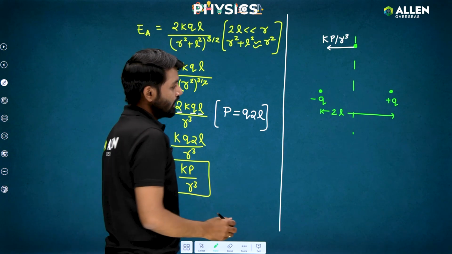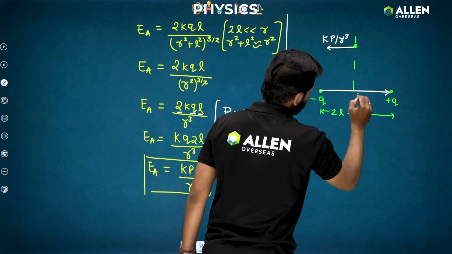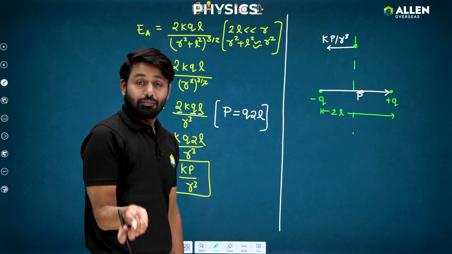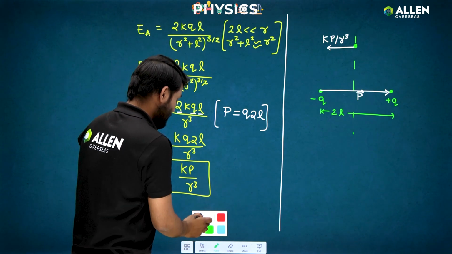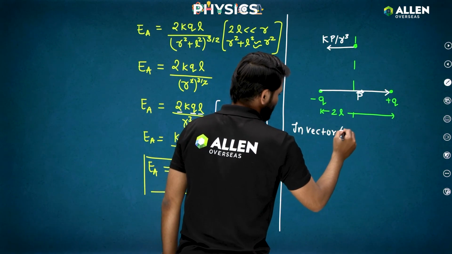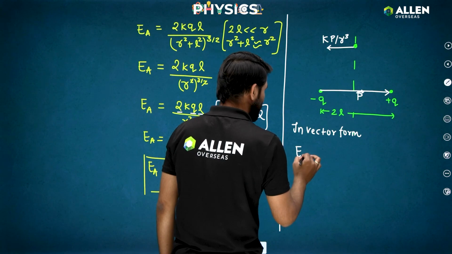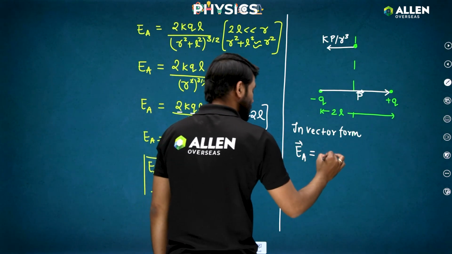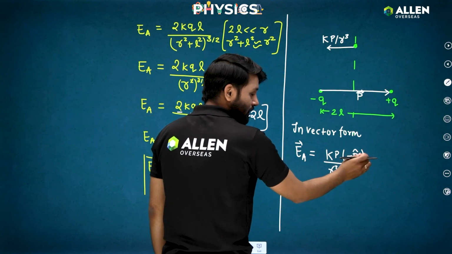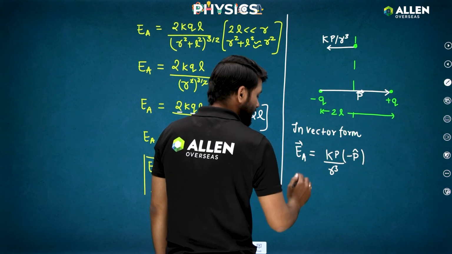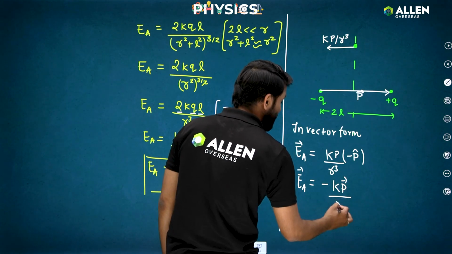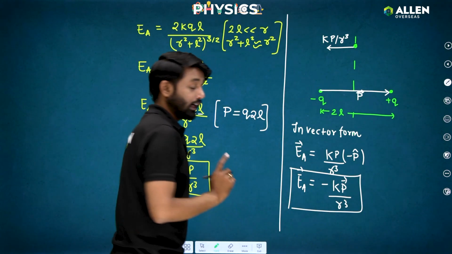Sir, what about direction? So you can see here, P vector is in this direction, right? Opposite to P vector, unit vector is minus P cap. Is that clear? So if you want to write this in vector form, you can write like this. E at point A in vector form, magnitude Kp upon R cube and unit vector minus P cap. P into minus P, right? This is the magnitude and this is the unit vector. So you can write minus Kp vector divided by R cube.